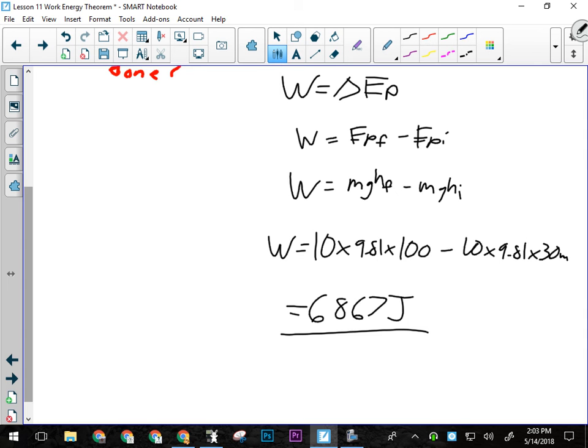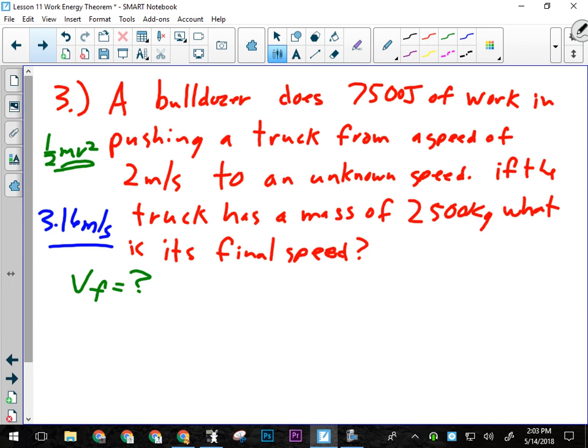I want you guys to see if you can try this one. I have a bulldozer that's going to do 7,500 joules of work in pushing a truck from a speed of 2 meters per second to an unknown final speed. If the truck has a mass of 2,500 kilograms, what is its final speed? The number in blue here is the actual answer, so you'll know if you did it right if you get that answer. But remember, when we're doing these questions, we want to first identify what kind of energy is changing and then set up our work energy theorem formula. I'm going to give you guys a couple minutes and see how you do on that one before I go through it.